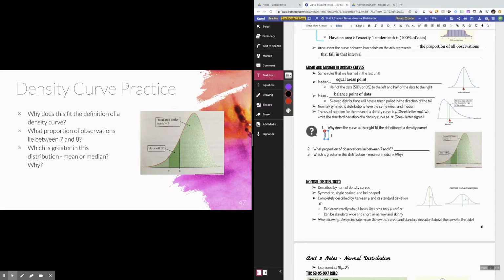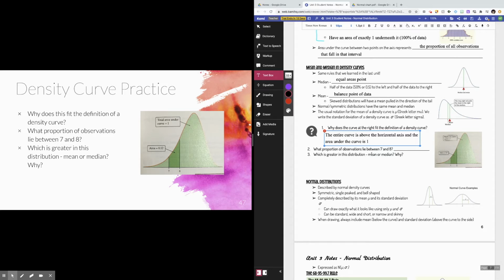Okay, so the entire curve is above the horizontal axis. Okay, and the area under the curve is 1, which is what you want.